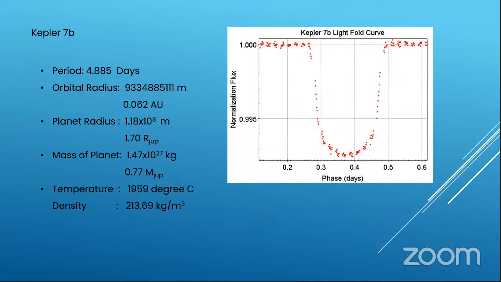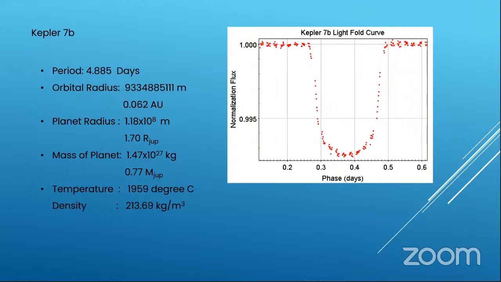Kepler 7b. The period of this exoplanet was 4.885 days. Orbital radius is 93348 85 triple one meters, which is around 0.062 astronomical unit. Planet radius is 1.18 into 10 power 8 meters, which is around 1.70 radius of Jupiter. Mass of planet is 1.47 into 10 power 27 kg, which is around 0.77 times mass of Jupiter.